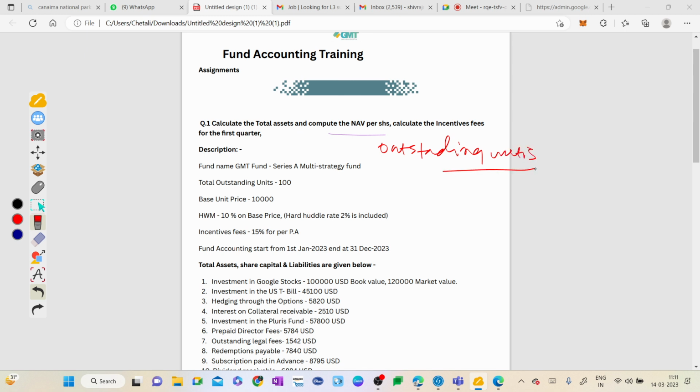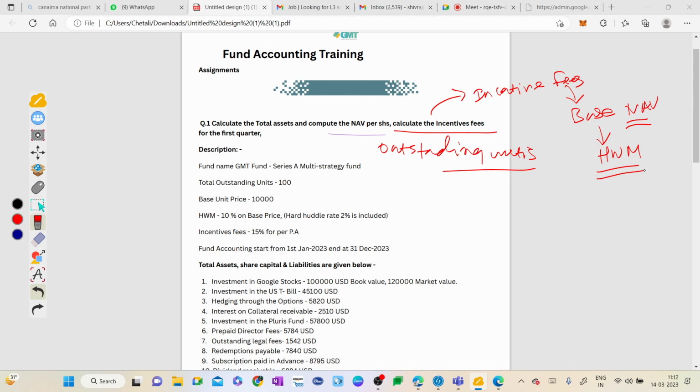Then the question was also asking to calculate the incentive fees. For incentive fees, you require the base NAV. What is the base NAV? Then the high watermark, right? How the high watermark was defined, so you want those details. We'll check whether we have the required details in place or not. If the details are not in place, then it doesn't make sense to calculate the high watermark and all.